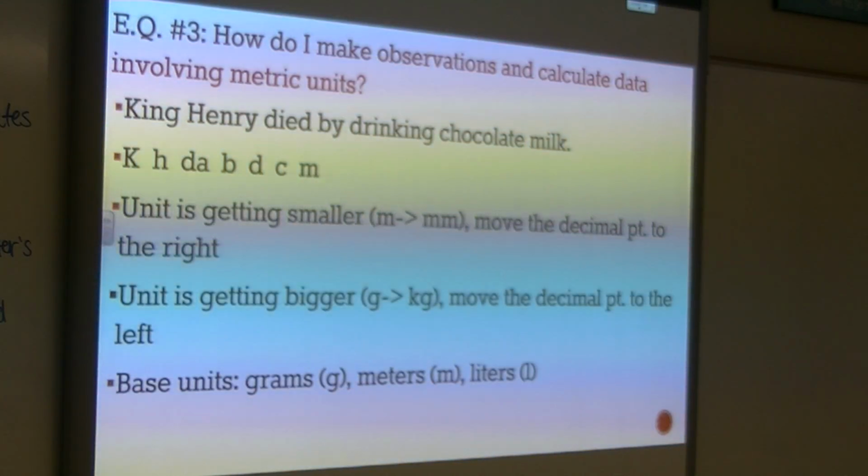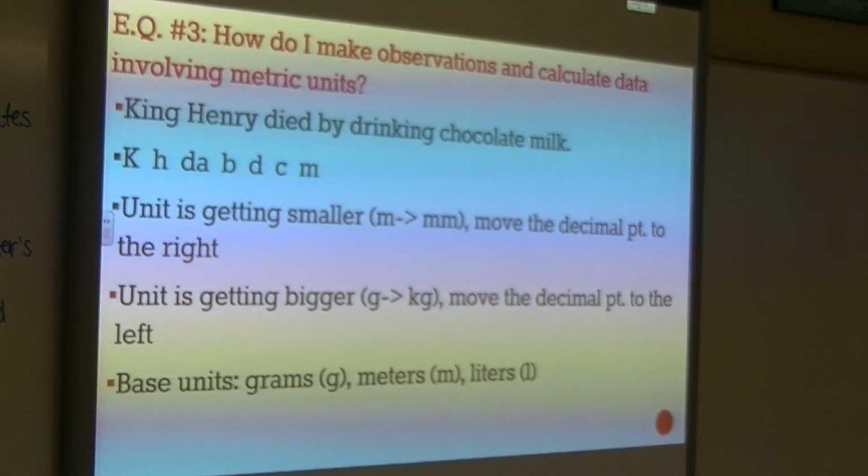If the unit is getting smaller, so if you're moving to the right across that list of units, you're going to move the decimal point to the right. If the unit is getting bigger, so like going from gram to kilogram, moving to the left, then you're going to move the decimal point to the left. You have 3 base units that you're responsible for knowing: grams, meters, and liters. So if you see any of those as part of your metric conversion, you'll know to go to the B on your chart, which is for the base unit.